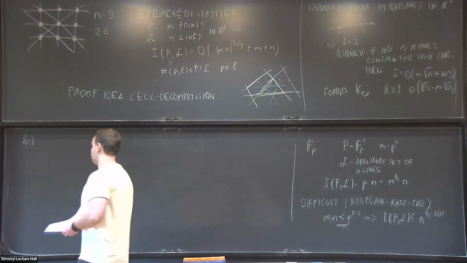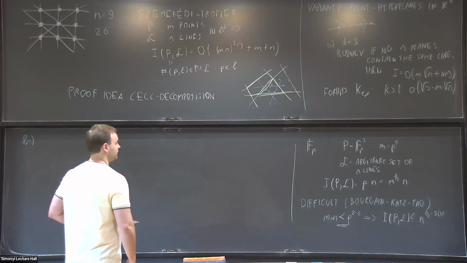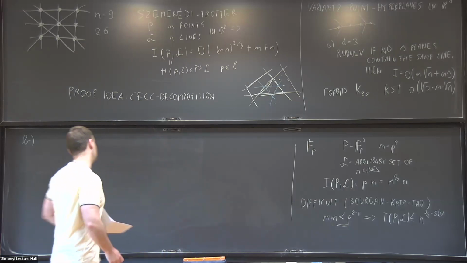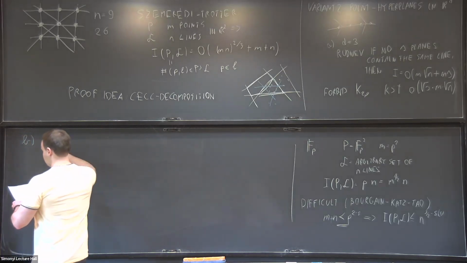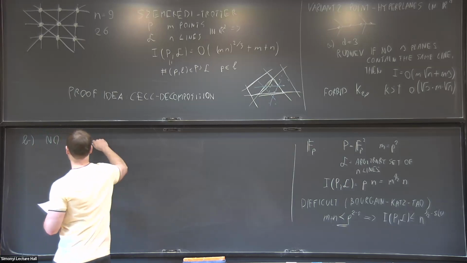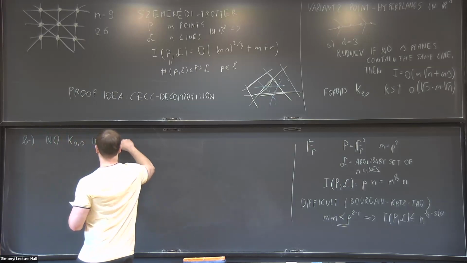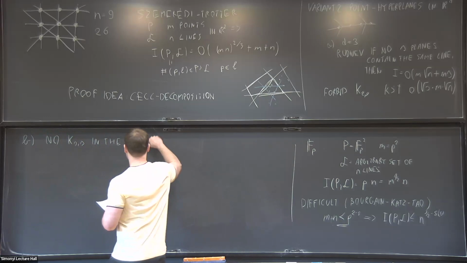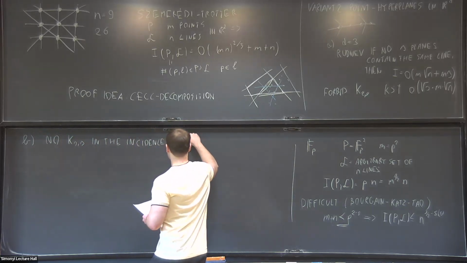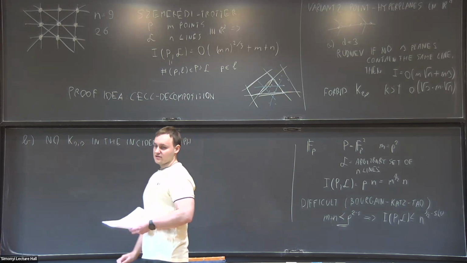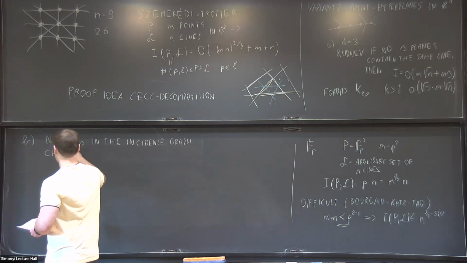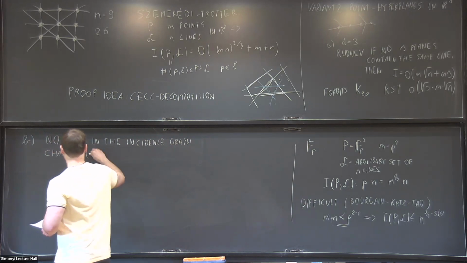So another condition you can ask that ensures this non-triviality is if you just forbid a K_{s,s} in the incidence graph. So no K_{s,s} in the incidence graph. This problem was proposed by Chazelle in 1993.